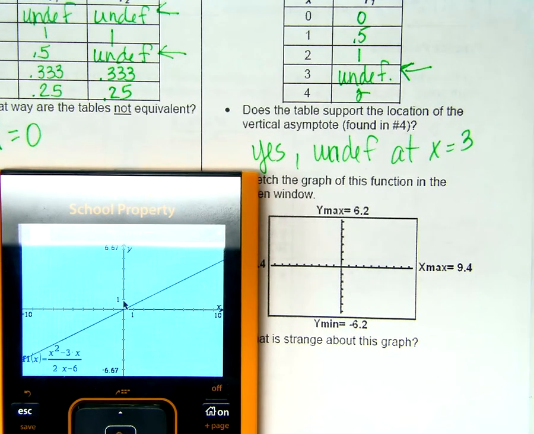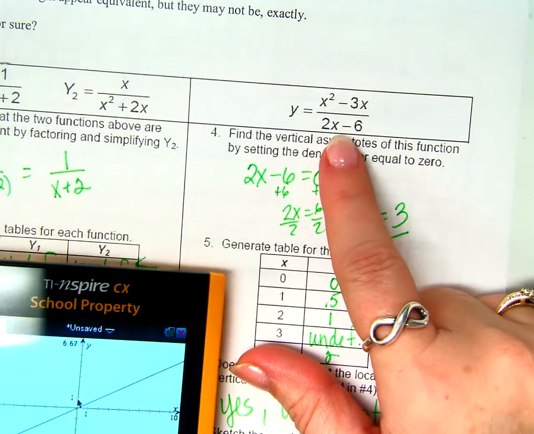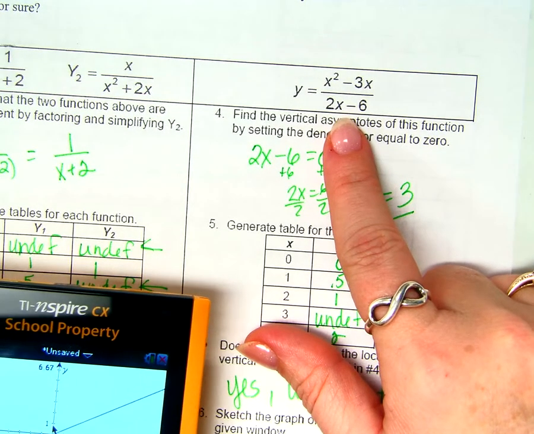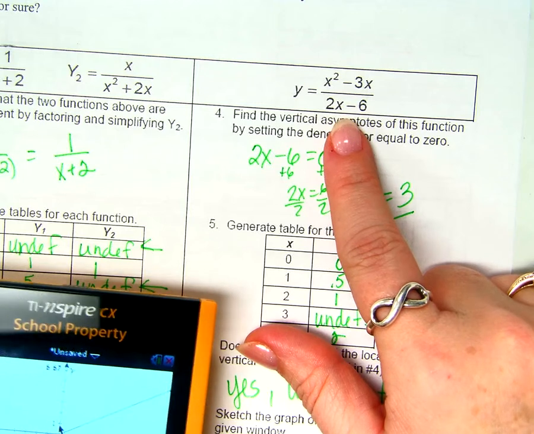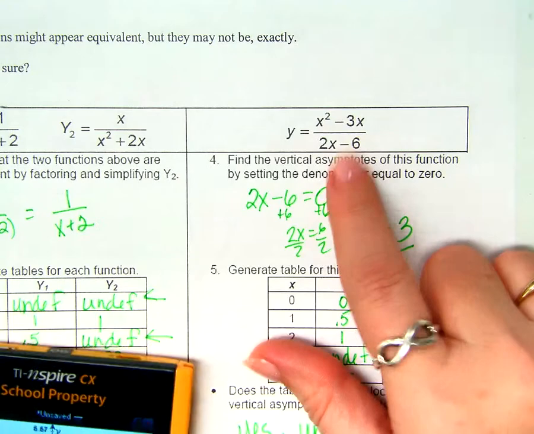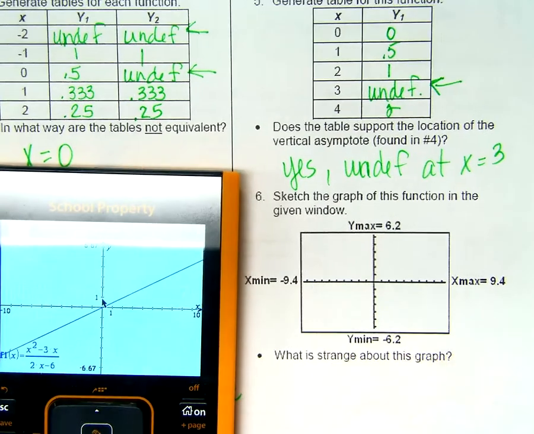Because it's a line. You worked with lines all the way in 8th grade, all the way in Algebra 1. Did the equation for a line ever look like this? What did it look like? Y equals 2x minus 6. It didn't look like this, did it? So something's weird. Do you agree with me now that something's weird?